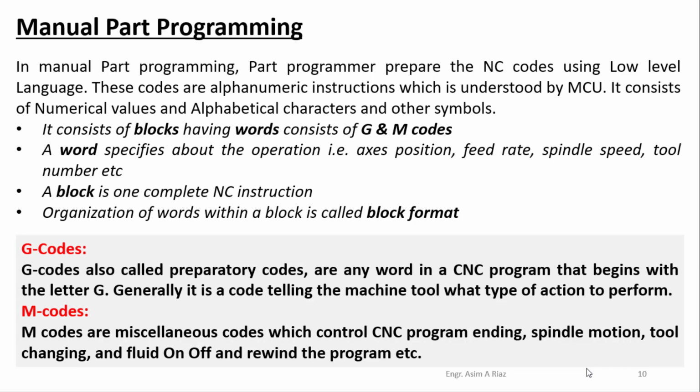So here, what is G code and what is M code, the definition is mentioned, the description is given. G codes, also called preparatory codes, are any word in the CNC program that begins with the letter G. Generally it is a code telling the machine tool which type of action to perform. Similarly, miscellaneous codes are M codes, which control CNC program ending, spindle motion, tool changing, and fluid on/off or coolant on/off, and to rewind the program, etc.